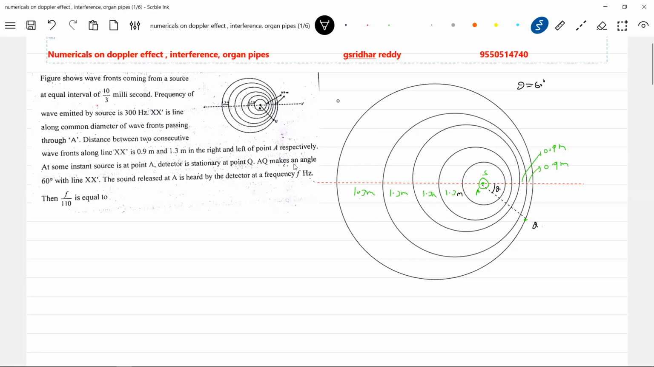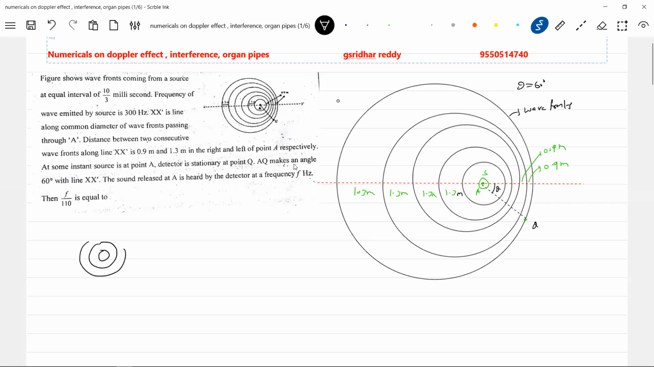Okay, let's do one thing. What are these wavefronts? As the source propagates, what are these circles? These circles are wavefronts. If the source is at rest, how will the wavefronts be? I think this is the primary question which we ask ourselves. I think the problem is solved.